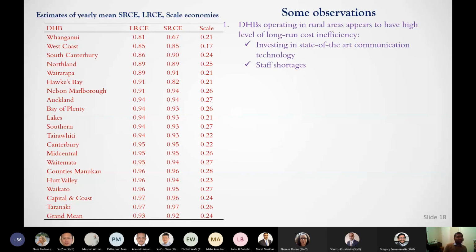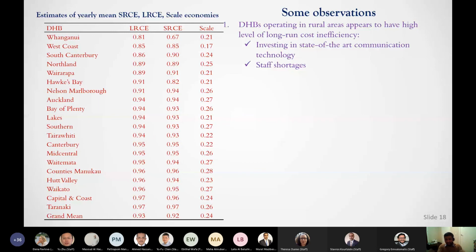And so this is where I need help from the audience. I won't say recommendations, I'll just use the word observations here, because what I would like from the audience is some ideas about the reason for what we see in terms of rural district health boards, and what we can offer, what policy we can actually come up with.